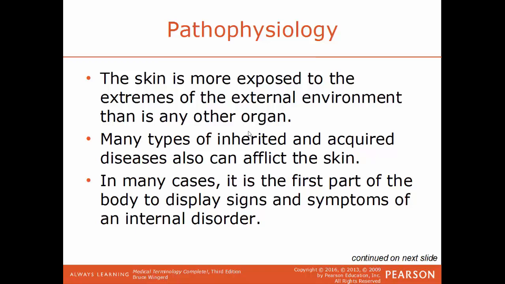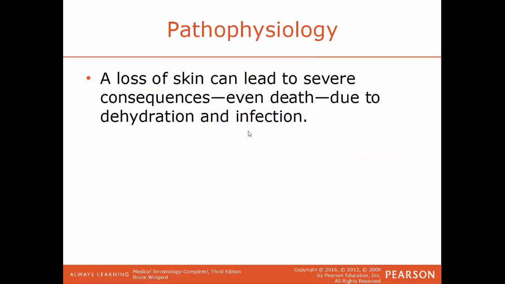Now, many types of inherited and acquired diseases will also impact the skin. Now, in many cases, this is the first part of the body to display any kind of sign or symptom of an internal disorder, because there's a disruption of the skin. Now, a loss of skin can have some very severe consequences, and it can even be fatal, such as dehydration or infection or even severe burns.